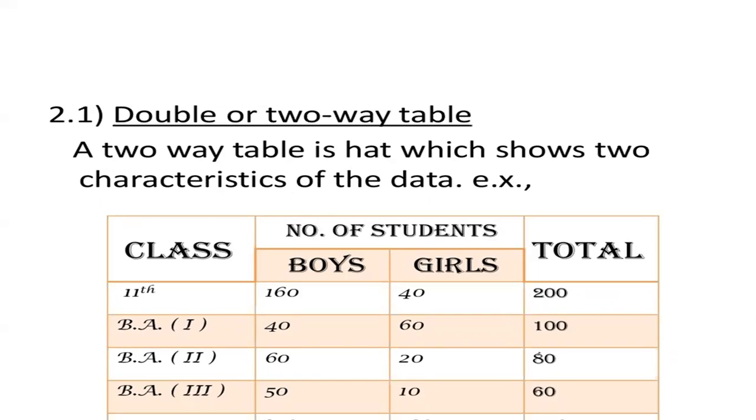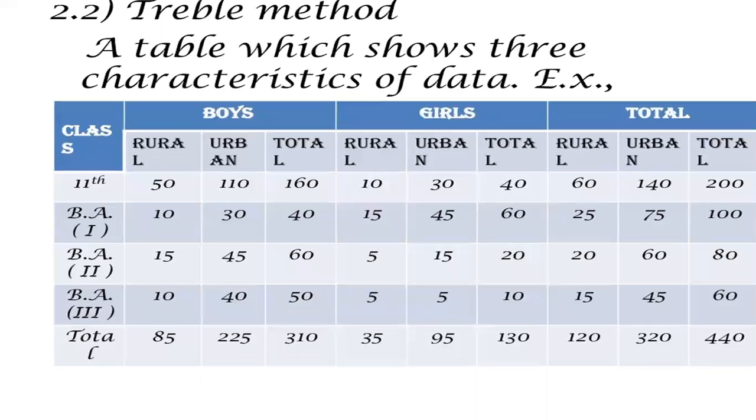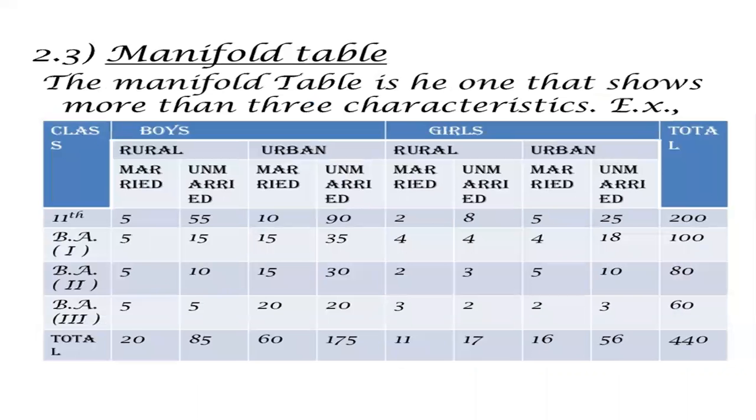A double or two-way table is one which shows two characteristics of the data. For example, in this table we are showing, in one class, the BA first year, second year, and third year, the number of boys and girls, and the total. Next is the triple table, a table which shows three characteristics of the data. In this we are showing urban, rural, and total of the boys, and urban, rural, and total of the girls in the BA first, second, and third year, and also the total of that.